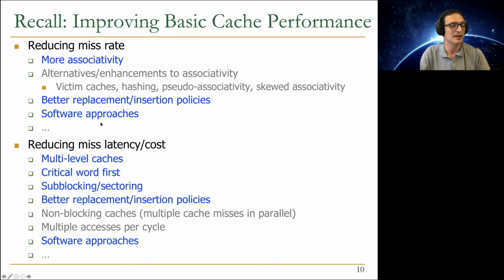So we talked about a lot of approaches last time. We also certainly talked about multi-level caches, critical word first, sub-blocking, sectoring, etc. Some of these are effective for reducing miss rate. Some of these are effective for reducing miss latency and cost. And prefetching actually is effective at both, as we will see.